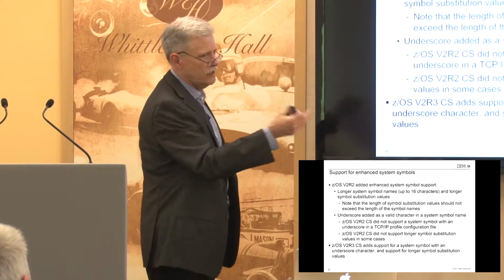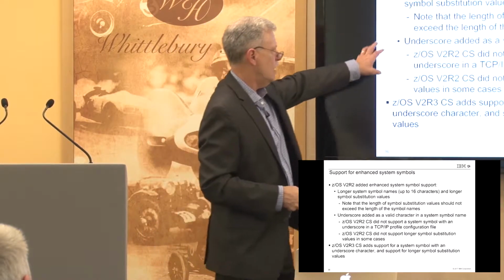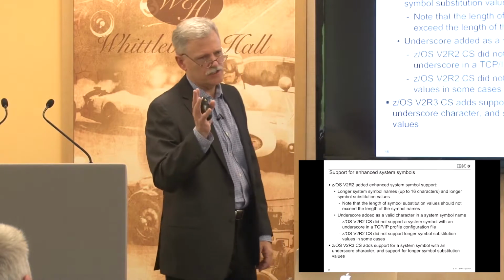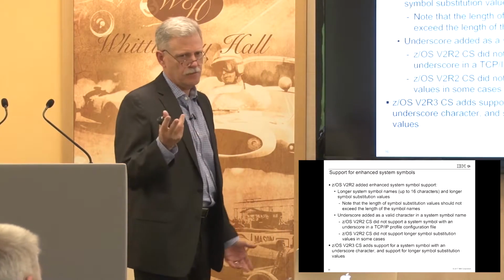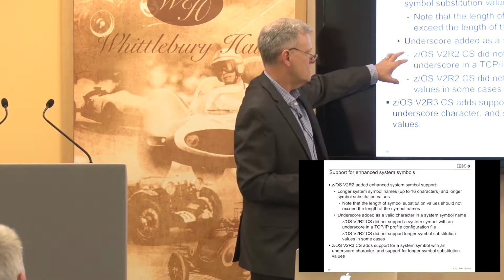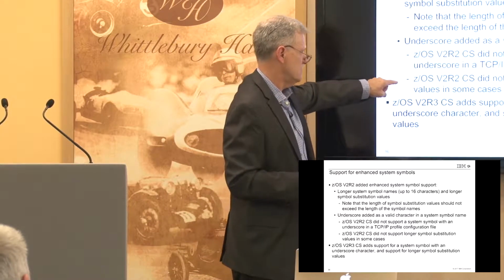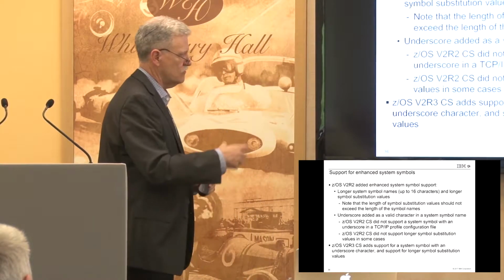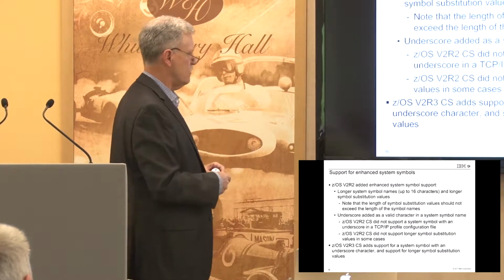Now somewhere in the process of adding that, underscore support was added as a valid character. In z/OS, when we delivered in 2.2, we missed that capability for underscore. So we had to add that. The 2.2 COM server did not support it with the extended system symbols, and the 2.2 COM server did not support longer substitution values in some cases.